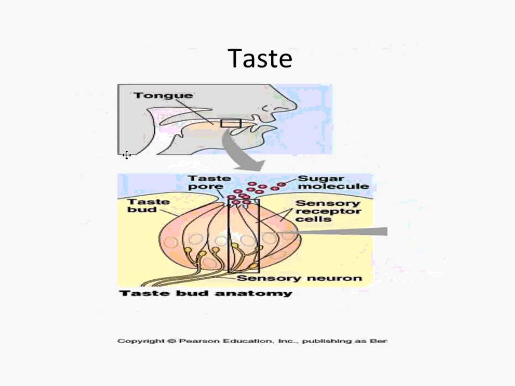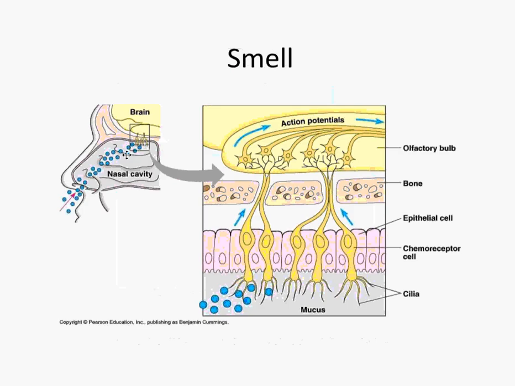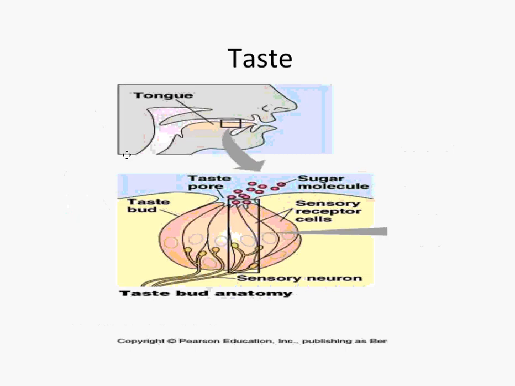So let's move on to taste and smell. They're very closely linked together, taste and smell. Here's just a picture of a taste bud. These are sugar molecules. Sugar molecules are chemicals. Those chemicals cause the neurons in the taste bud to depolarize, and then the brain perceives that as sweet. So salty or sour, there's all these different flavors that we can taste, and it's because the taste buds perceive those chemicals as different things.